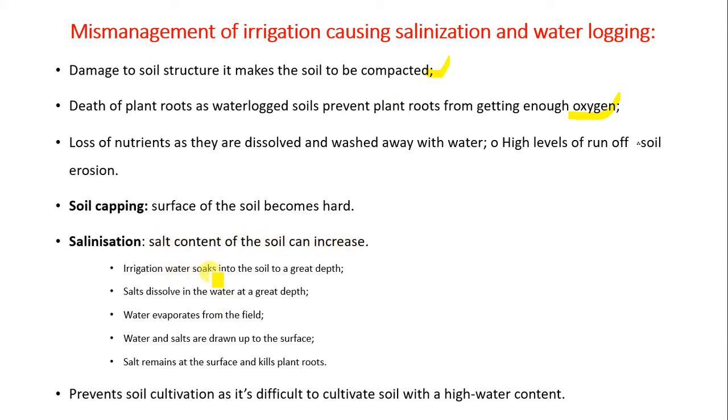Now, salinization, where the salt content of the soil can increase because of irrigation. Irrigation water soaks into the soil to a great depth, so salt dissolves in water at a great depth. When water evaporates from the field, water and salt are drawn up to the surface, and salt remains at the surface and kills plant roots. It also makes soil cultivation difficult, as soil with a high water content is difficult to cultivate. So excess irrigation normally leads to these issues.